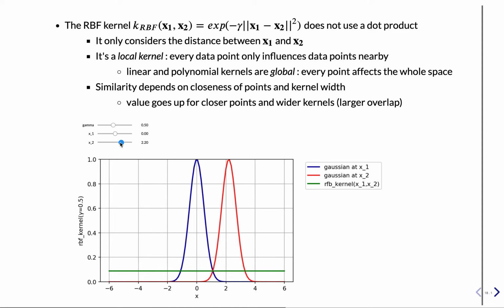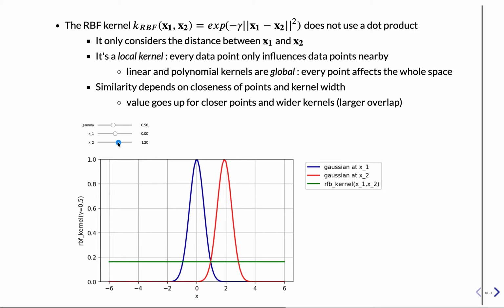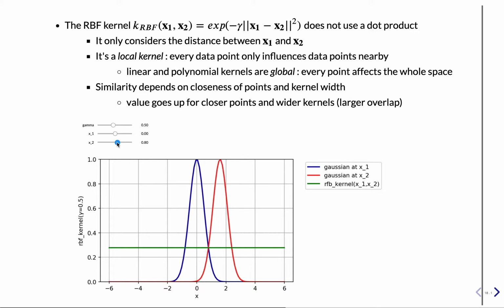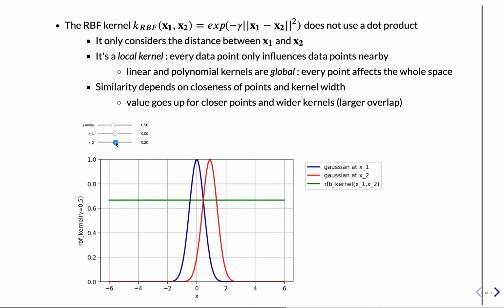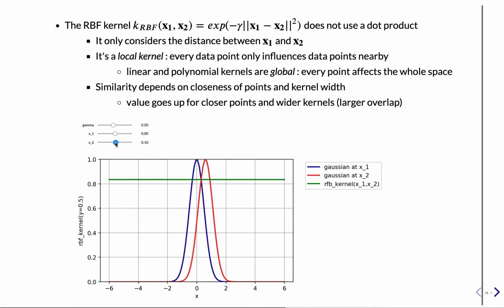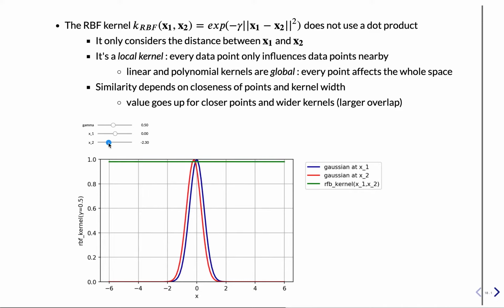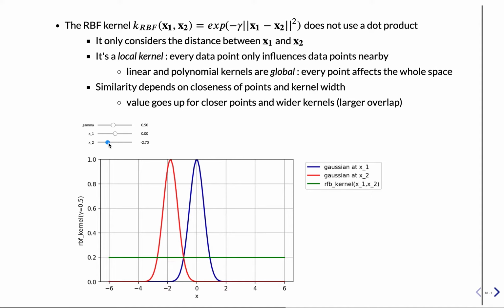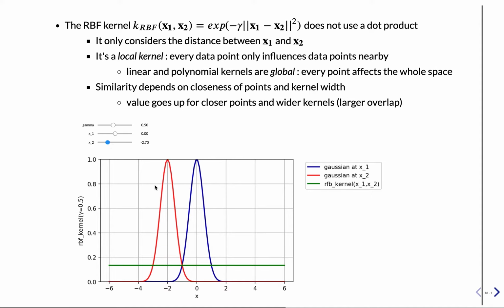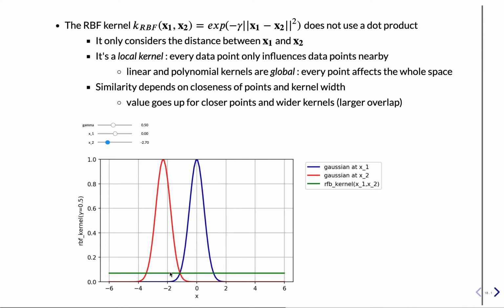If our points get closer together, then obviously the similarity becomes bigger and the RBF kernel goes to 1. If they completely overlap, the kernel becomes 1 and the 2 points are completely similar. If it moves away again, you will see that the similarity drops again. Now, how fast this similarity drops depends on the width of the kernel. So if we have 2 quite narrow kernels like here, the similarity will go down quite fast.